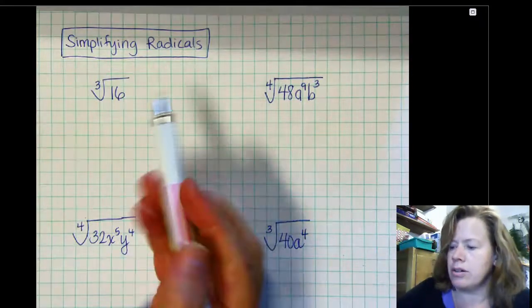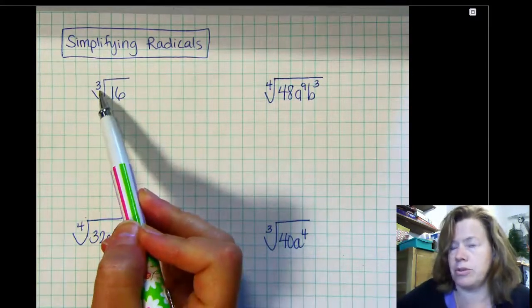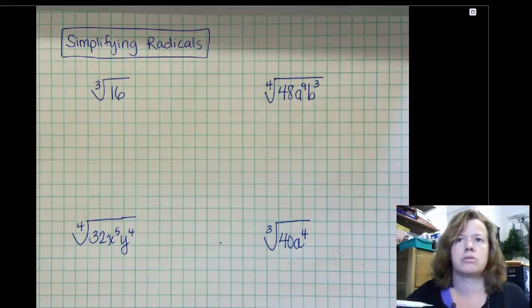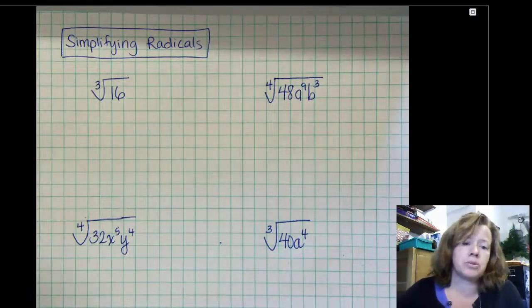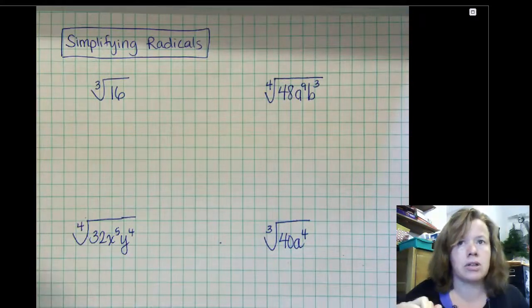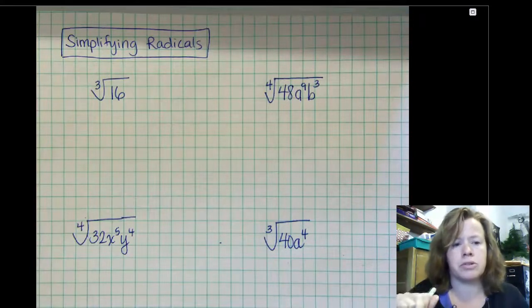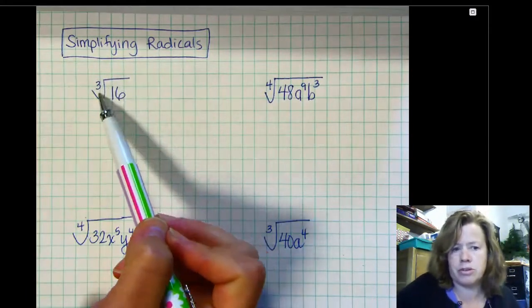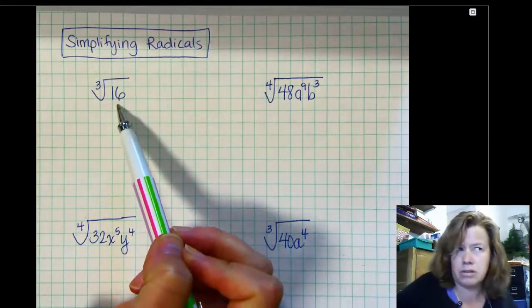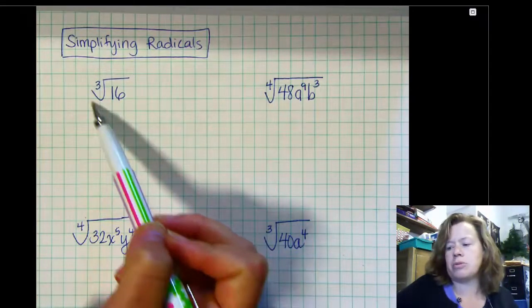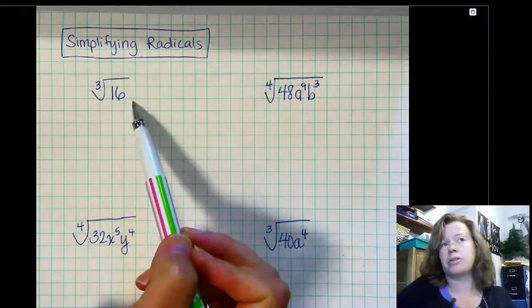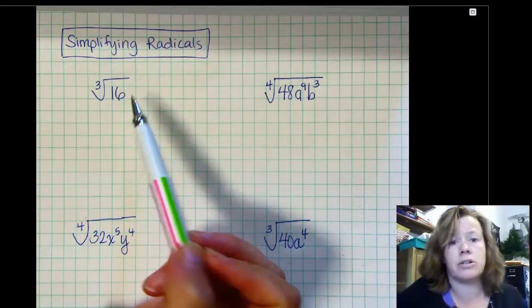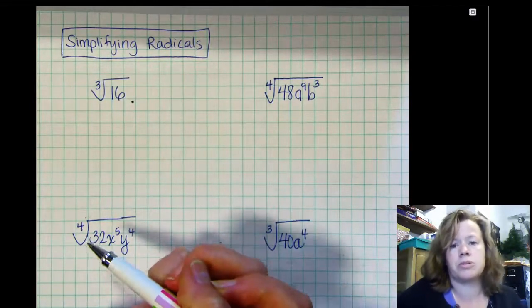So here, remember with the square root, I'm looking for 2 numbers that multiply to give me that 16, 2 numbers that are the same. So if it was the square root of 16, it would be 4. 4 times 4, 2 4s multiply to give me 16. Well, here I'm wondering what 3 numbers multiply to give me 16. Well, nothing does, but maybe there is a number that's a perfect cube that divides into 16 that will help me simplify it. Just like yesterday when we found perfect square numbers that would divide in.